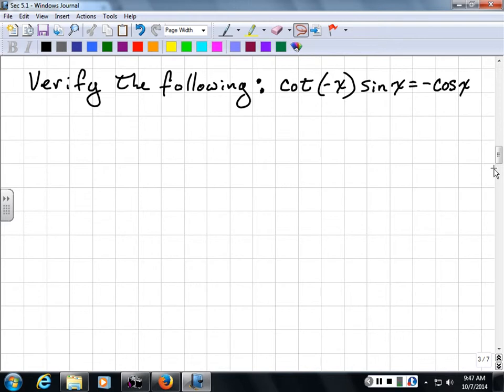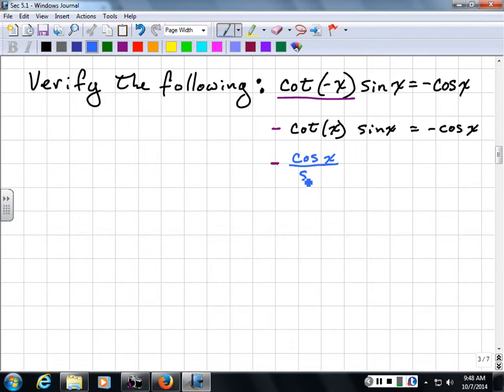So what's the key to this one? The fact that this right here is what kind of function? It's an odd function, right? The cotangent of negative x is the same thing as the negative cotangent of positive x, times sine of x, equal to negative cosine of x. The negative cotangent of x can be rewritten as negative cosine of x over sine of x, still multiplied by sine of x, and that's equal to negative cosine of x.